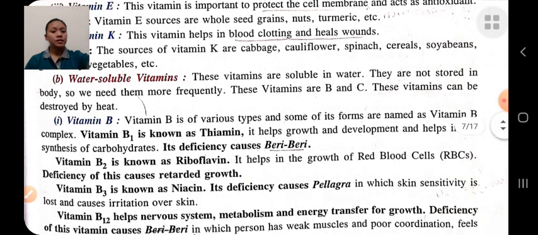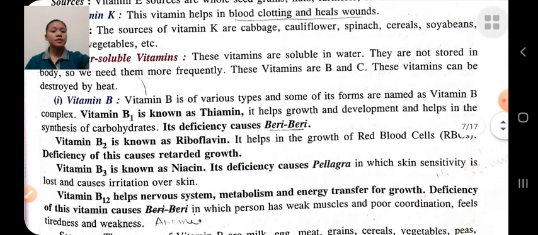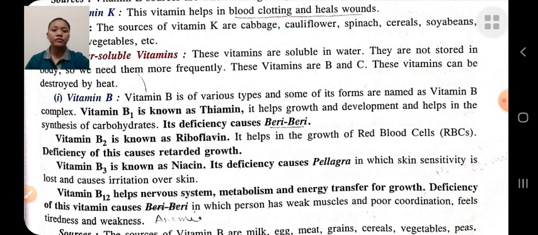Vitamin B and vitamin C are the water soluble vitamins. Vitamin B is of various types, and some of its forms are known as vitamin B complex. Vitamin B1 is known as thiamine. It helps in growth and development and helps in synthesis of carbohydrate. If there is deficiency of vitamin B1, it leads to beriberi.